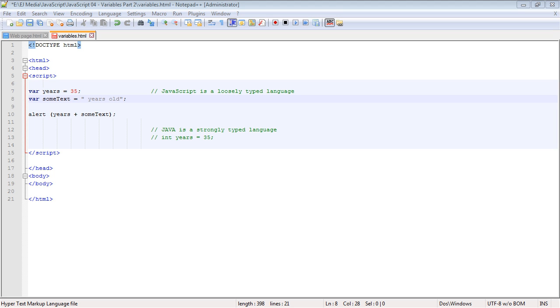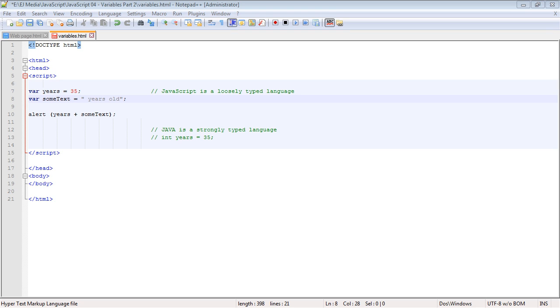We're going to continue on with talking about variables in JavaScript. And I want to talk about the concept of a loosely typed language, and mainly the differences between a loosely typed language and a strongly typed language. Now, languages like Java and C# are considered to be strongly typed languages. JavaScript is considered to be a loosely typed language in terms of variables.